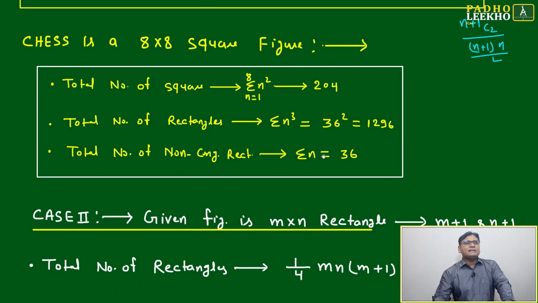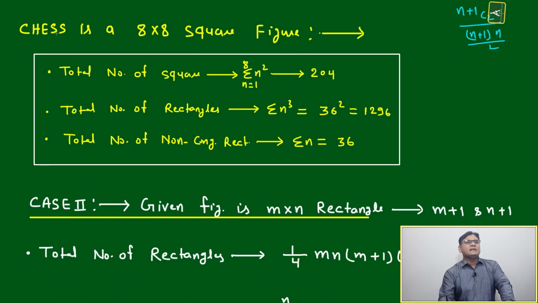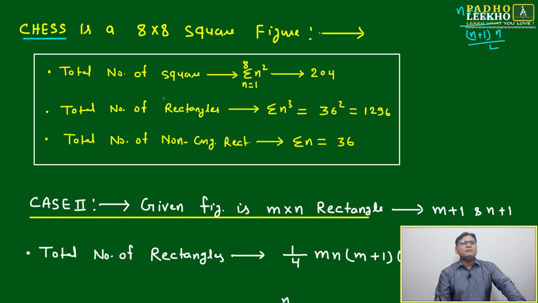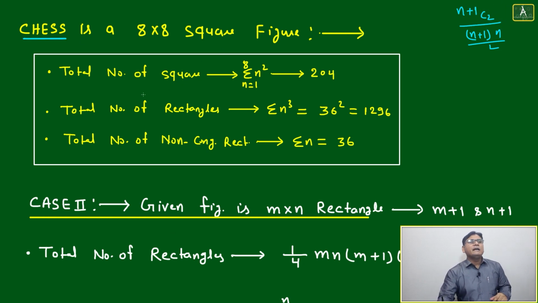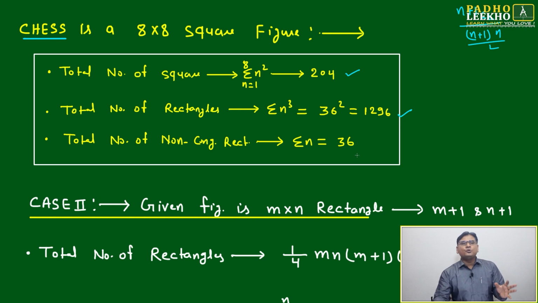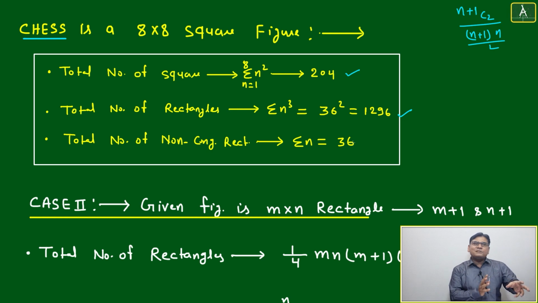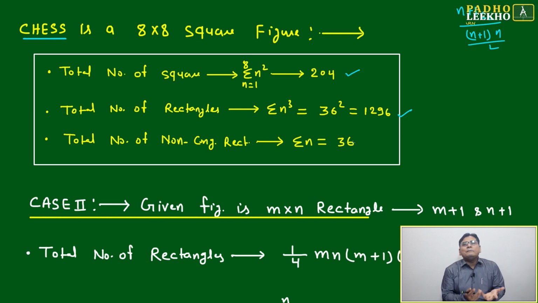Now we will take one special case, that is the case of chess. Chess is an 8 by 8 square figure. 8 by 8 will be given. Then the total number of squares in chess will become 204. Total number of rectangles will become 1296. If you are able to remember, it will be well and good, because based on the chess problem, you will get some other kind of problems where you have to use the data of chess in a ready-made way. Then if you are able to remember, that is very easy.